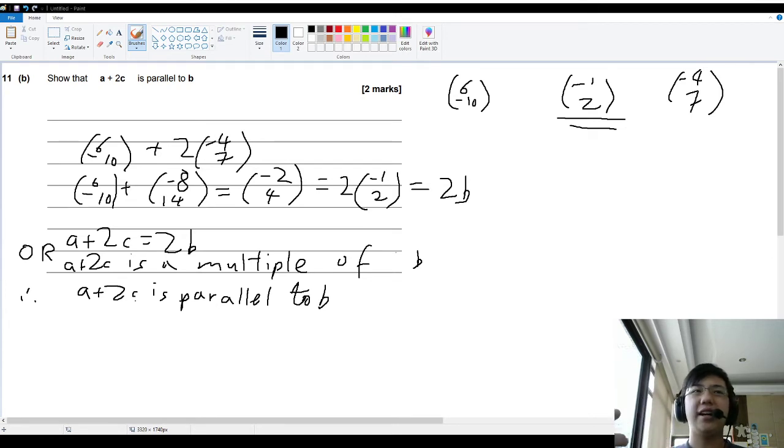There are points for explanation in this question. Therefore, you should try to explain clearly how A plus 2C is parallel to B after figuring out that A plus 2C equals 2B, or you might not get a mark since that's what they're asking for, I guess.